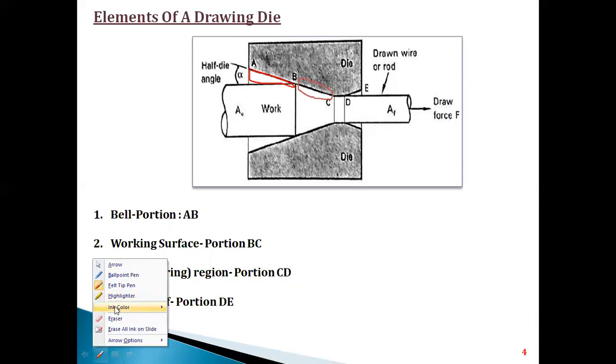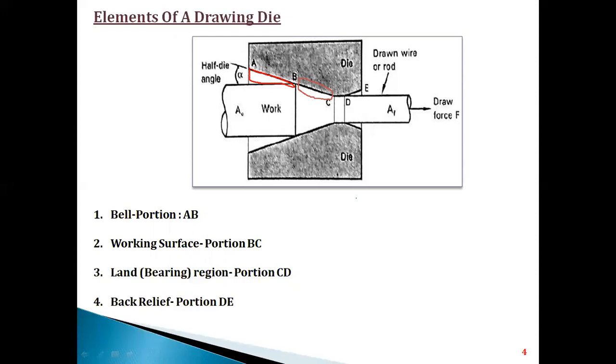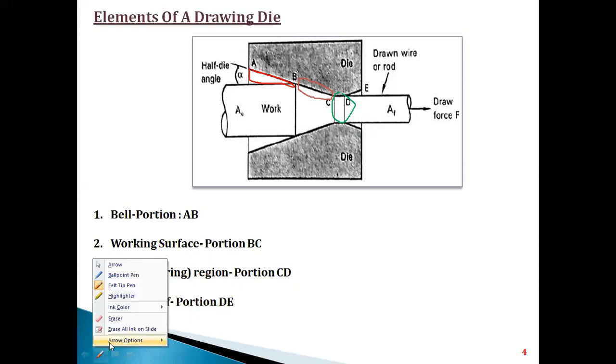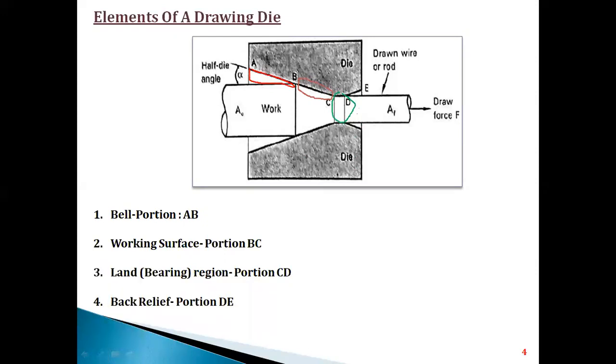Then the third portion is the land or bearing region, from C to D. And the last one, from D to E, is the back relief portion. It is nothing but D to E according to this sketch. So these are the 4 basic elements of a drawing die.